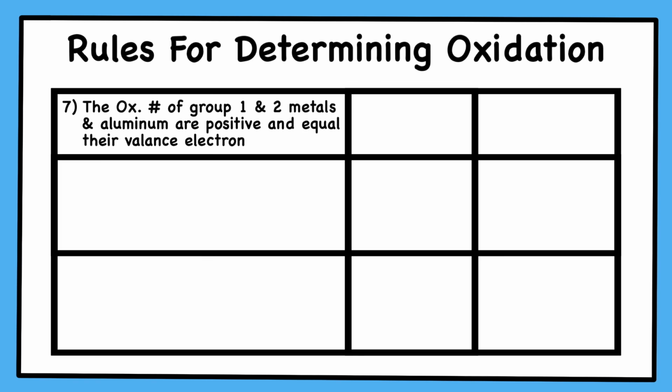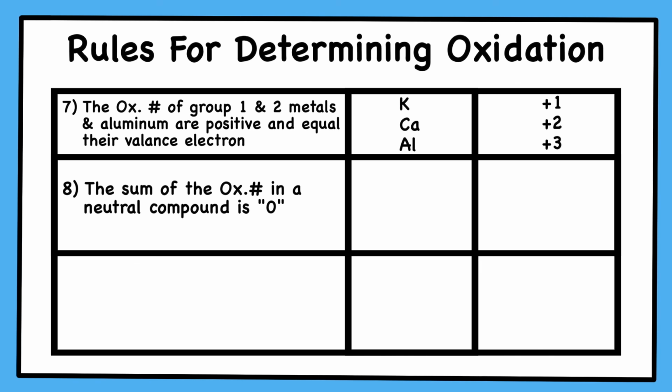Our seventh rule of oxidation is that the oxidation number of group 1 and 2 metals and aluminum are positive and equal to their number of valence electrons. So potassium would have an oxidation number of +1, calcium would have an oxidation number of +2, and aluminum would have an oxidation number of +3.